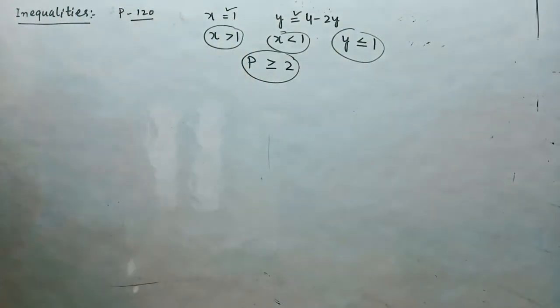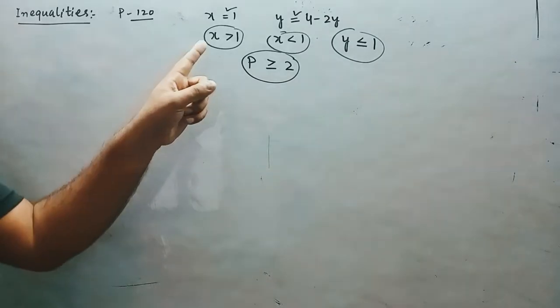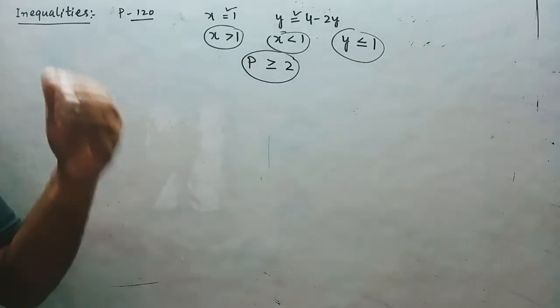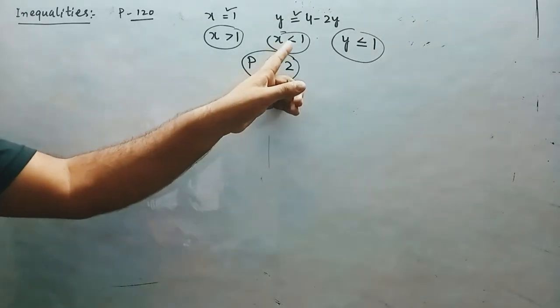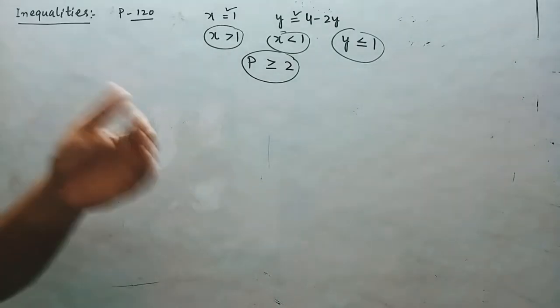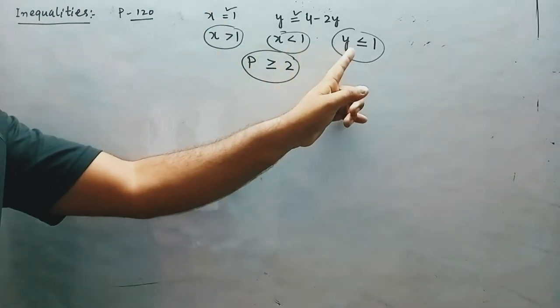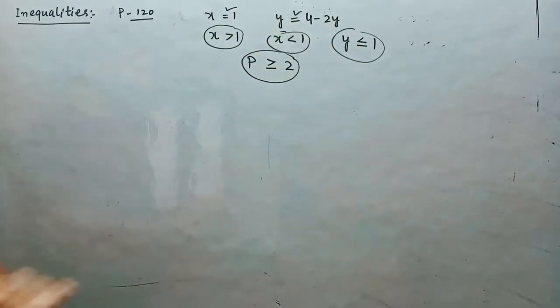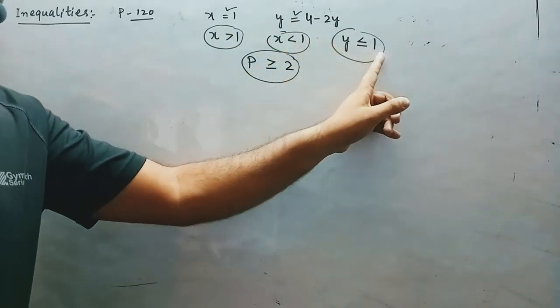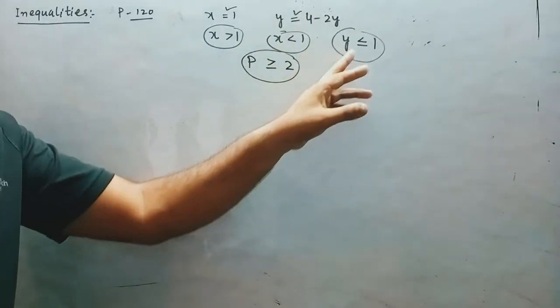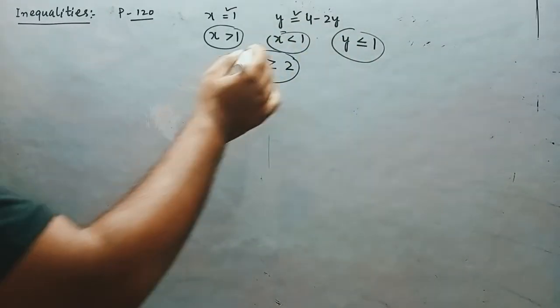Sometimes they are greater than, sometimes they are equal to 1. X is greater than 1 means x will have all the values which are greater than 1, that is 1.1, 1.2, 3, 4, 5, 6 and so on. And x is less than 1 means x can have all the values which are less than 1. Here y is less than or equal to 1 means y can be 1 and y can be less than 1. Here you can see the difference between these.